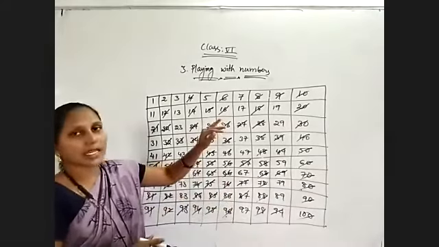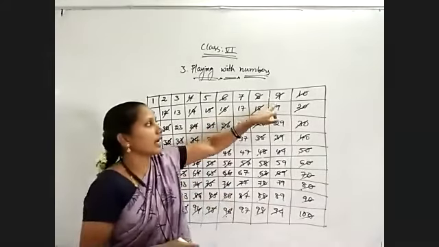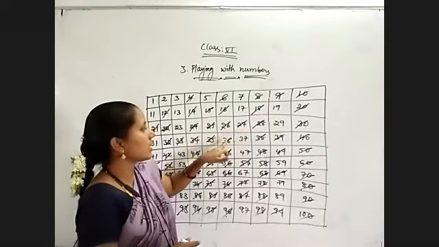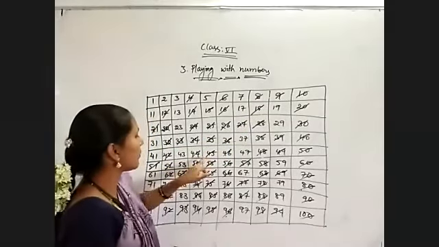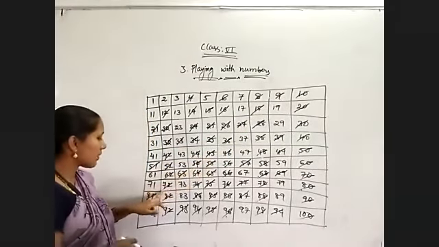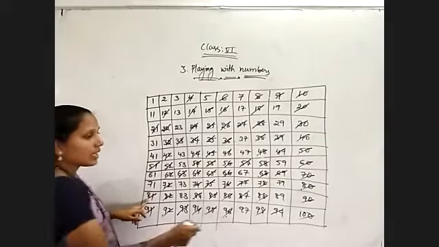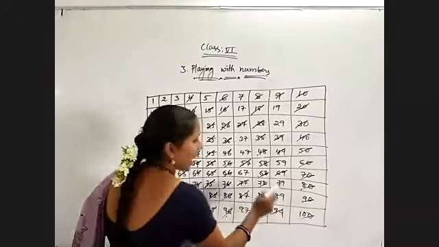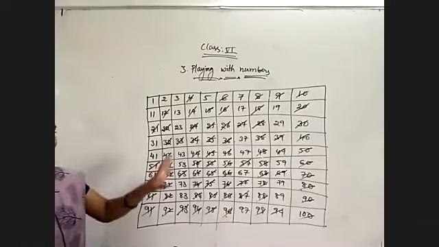Now coming to 9 table. 9 1s are 9. 9 2s are 18. 9 3s are 27. 9 4s are 36. 9 5s are 45, 54, 63, 72, 81, 90, 99. Finished 9 table. 10 table already over.